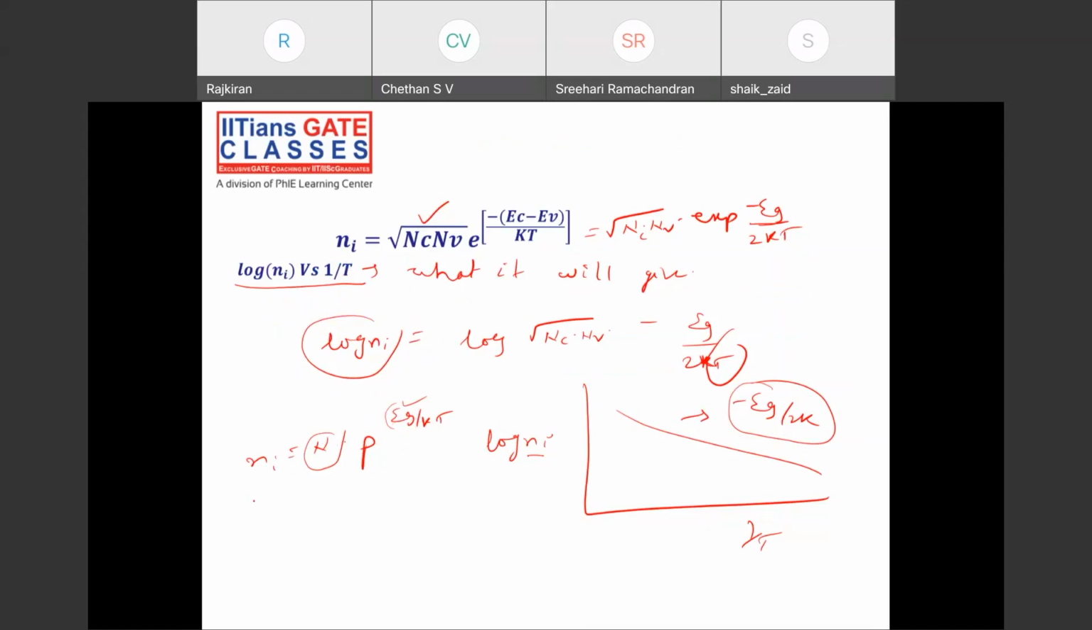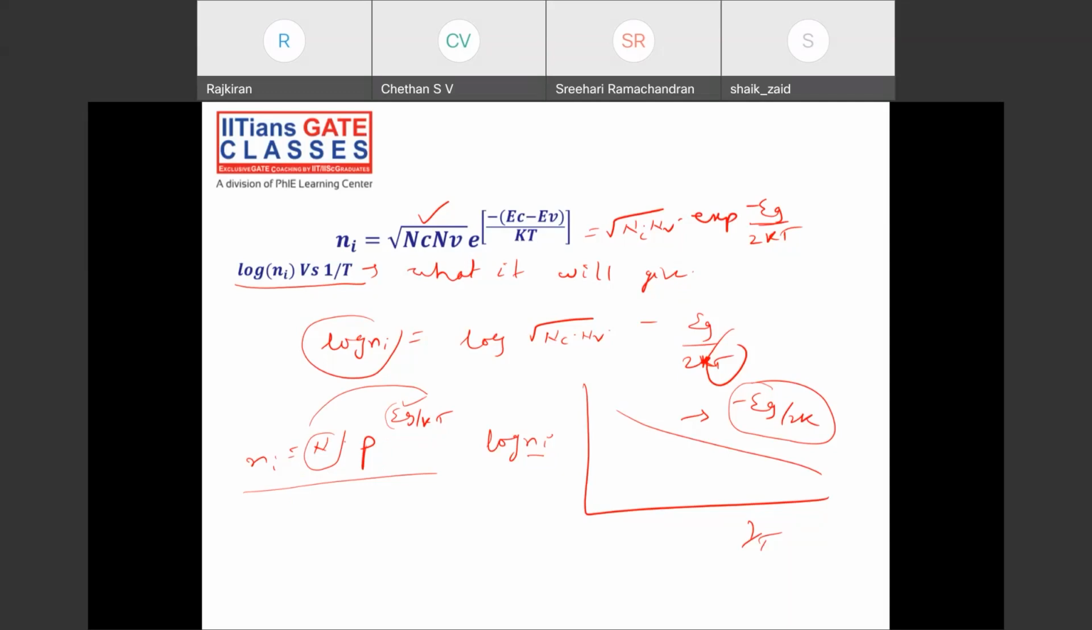Since I know how it comes, I can quickly write in front of you the number of atoms into probability. You should not just remember n into p divided by 2. If you only remember it, you are gone.